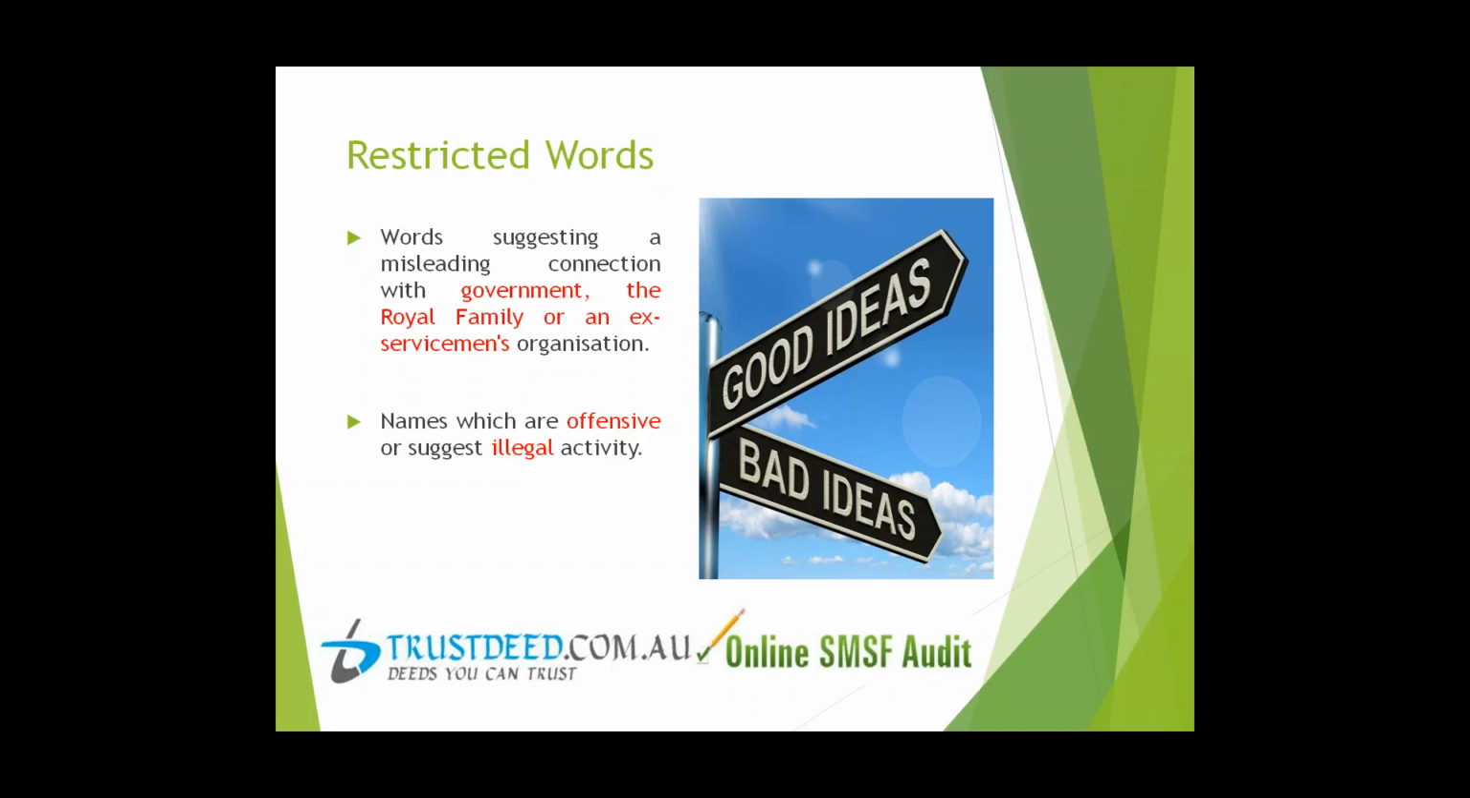You also cannot use words suggesting a misleading connection with government, the royal family, or an ex-service organization. These restrictions make sure that the company's name does not mislead people about its activities. ASIC also refuses to register certain names if they are considered offensive or suggest an illegal activity.